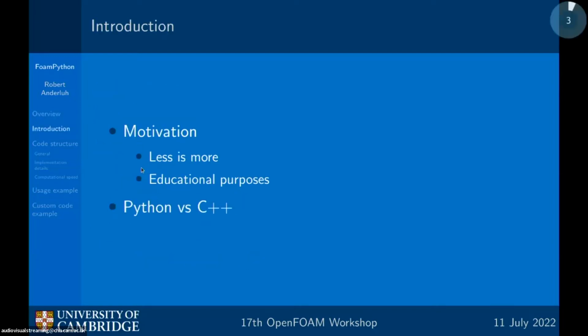So regarding motivation, less is more. In this case it could mean two things. A lot of people find it easier to use Python for coding than C++. I'm sure that many would agree with me. On the other hand, OpenFOAM, as it is, has almost every fork, I think, has more than 1 million lines of code, which means that some fundamental changes to the way that we do finite volume method or CFD in general could be more easily implemented in something that has 2,000 lines of code versus something that has 1 million lines of code.